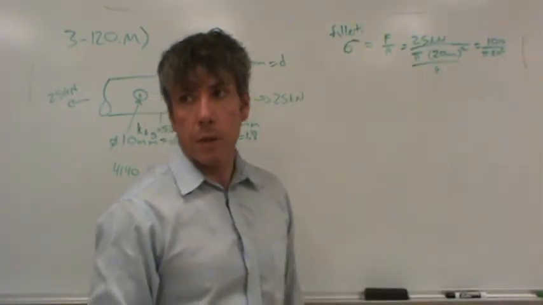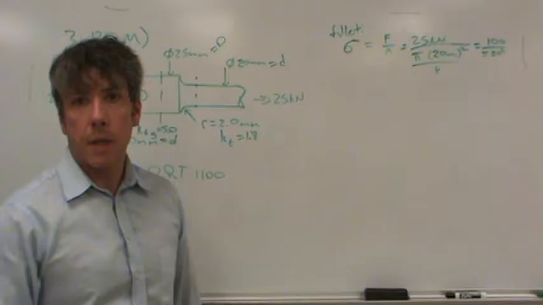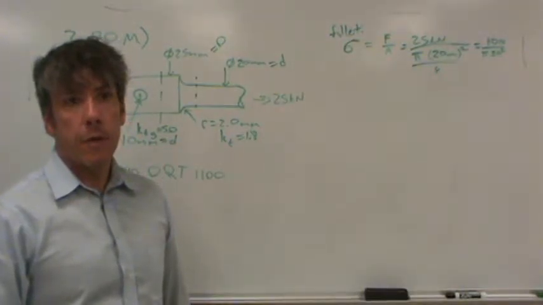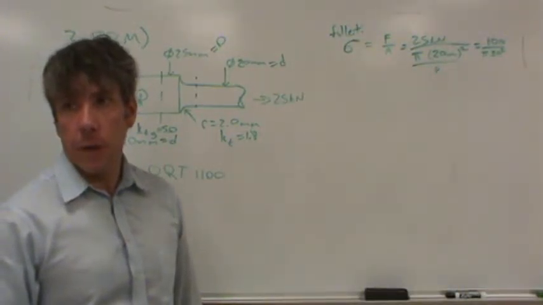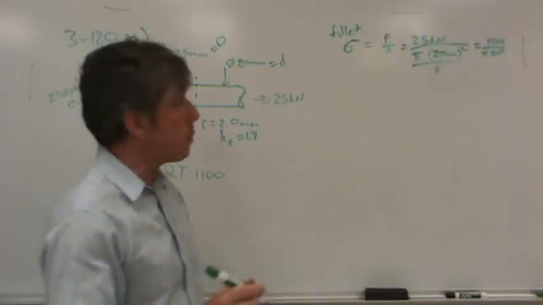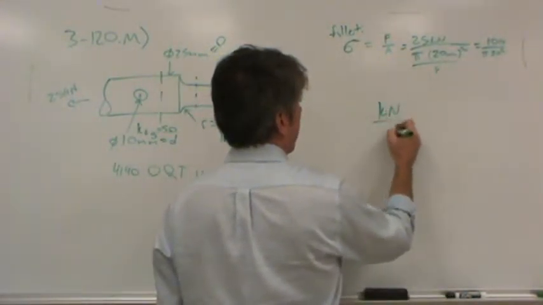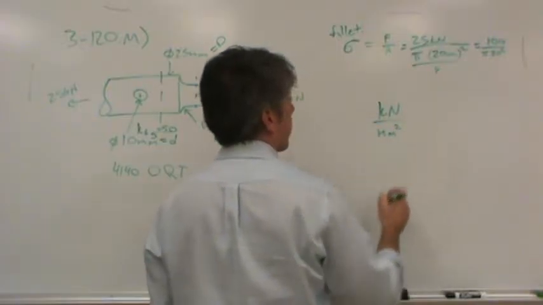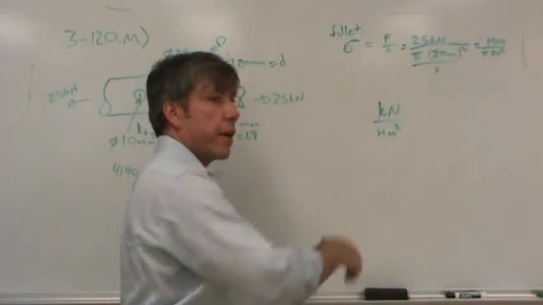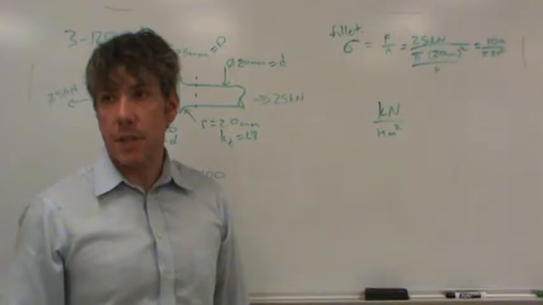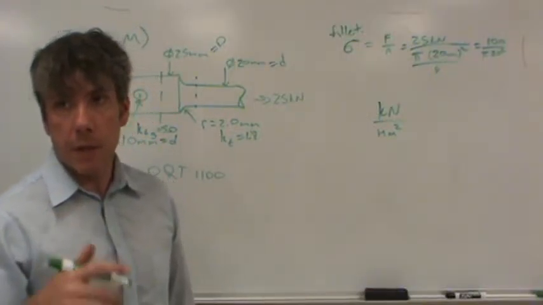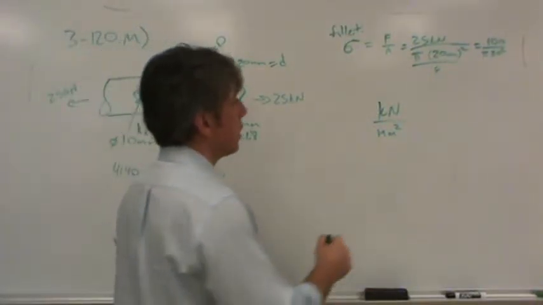Do you guys remember what kilonewtons per millimeter squared turned out to be? If you don't remember, you can figure it out. Should we go through the process of figuring it out? Probably. I see a lot of blank looks. Kilonewton per millimeter squared. You expect, since this is force per area, to get something like pascals, right? Because a newton per meter squared is a pascal.